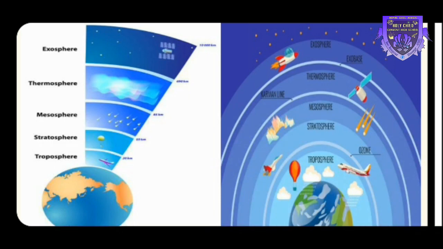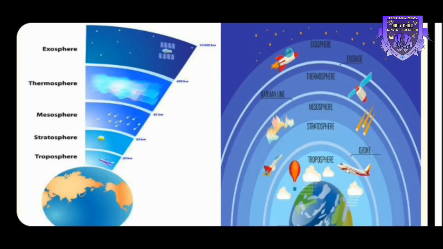Stratosphere. The layer above the troposphere is called the stratosphere. The ozone layer is found in this sphere that protects us from the harmful rays from the sun. The top part of the stratosphere is hotter because the ozone layer generates a lot of heat. Airplanes, jets, aircraft fly in this layer.